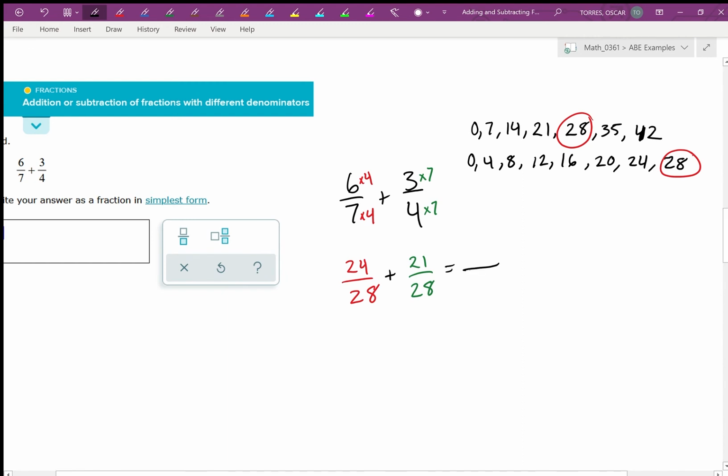So our answer is going to have a 28 in the denominator, just because that's how it works when you're adding and subtracting. We keep the denominator the same. But for the numerator, we need to add the numbers together. So 24 plus 21, that would be 45. I don't believe we can simplify this fraction anymore, so this would be the answer to the problem.